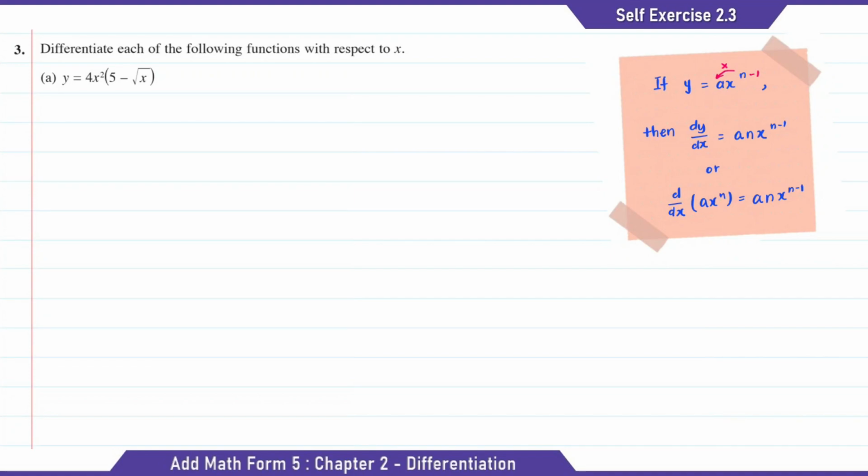Question number 3. Differentiate each of the following functions with respect to x. Question A.